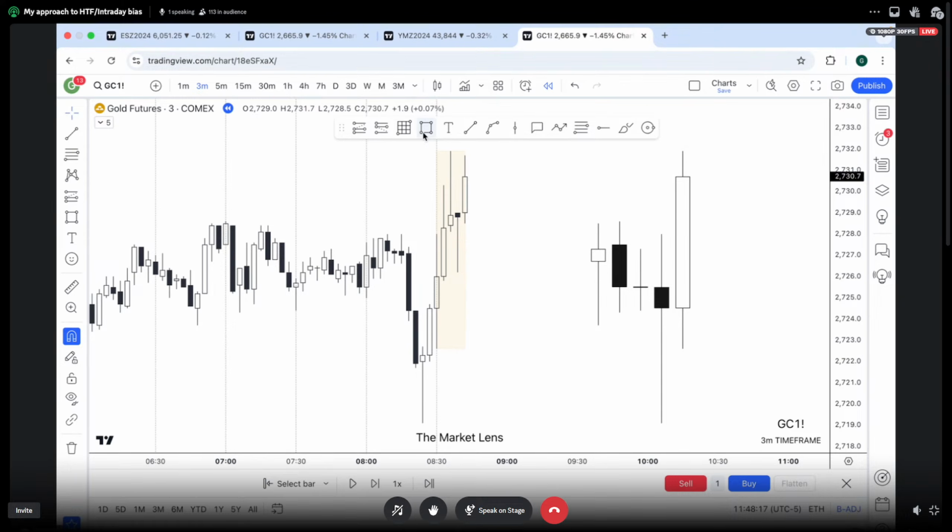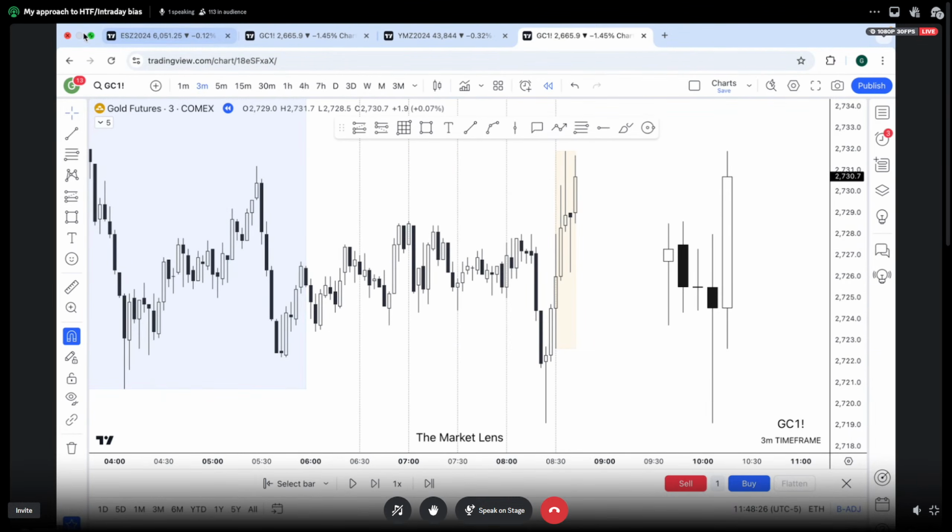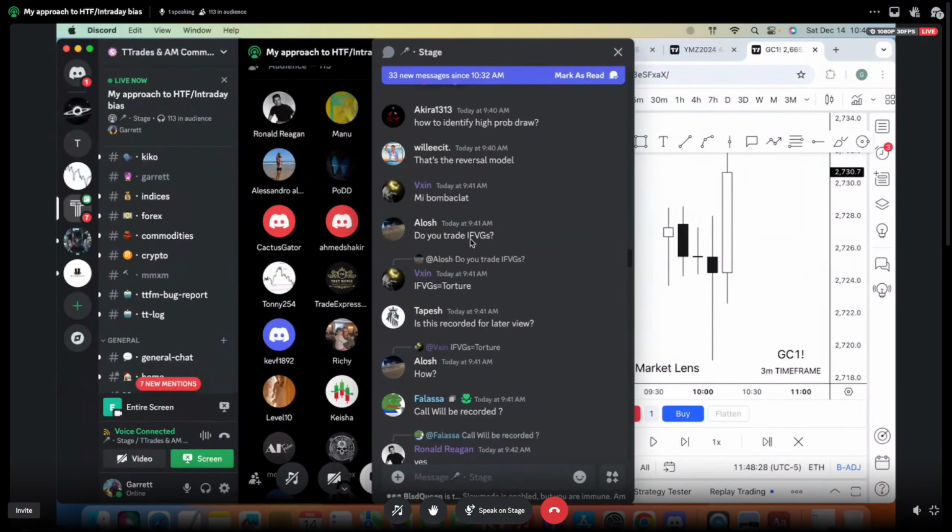See that? And again, you just drag this out. You have opposing candle aligned with an inverse fair value gap, why not? But yeah, that's essentially how I use it.